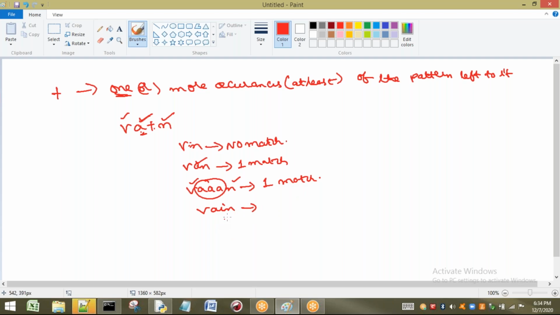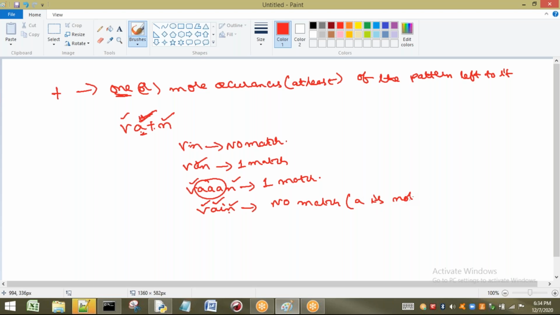Next, I will take VAIN, vain. What is the meaning of this one? V should be there as one, and N should be there, one. After that A should be there. A also is there, but in between A and N, no character should be there. But here I is there. So what are we going to say here? No match.